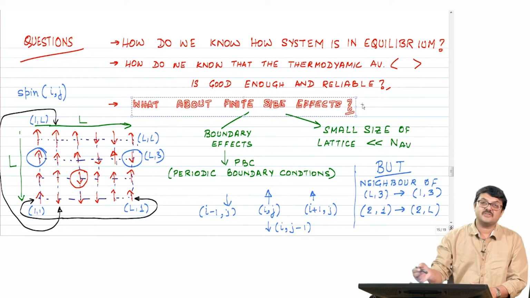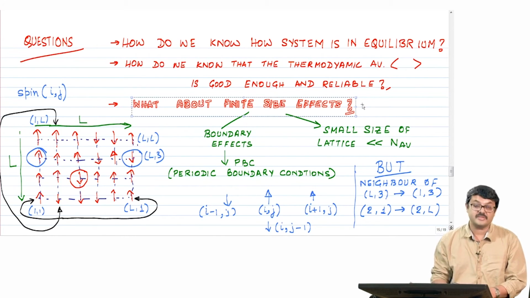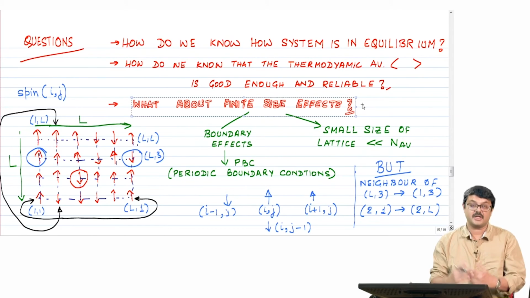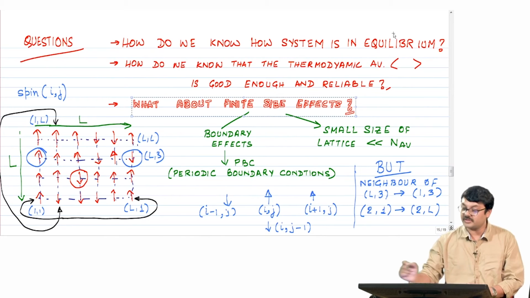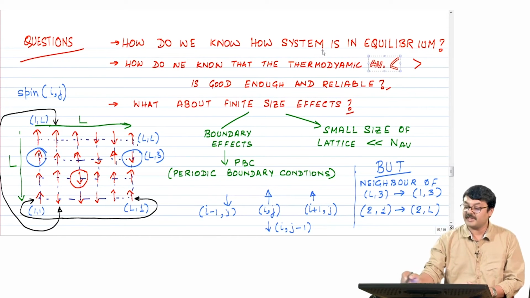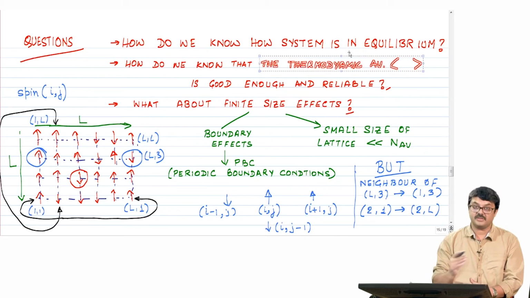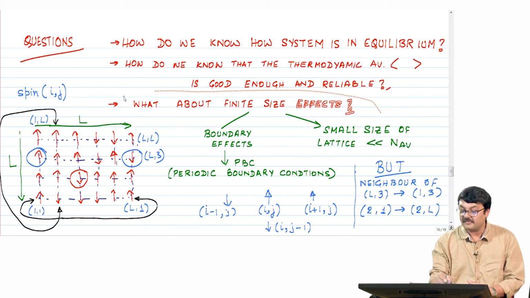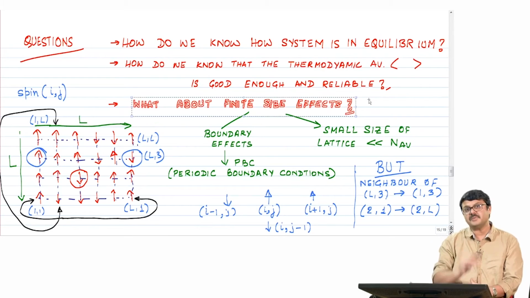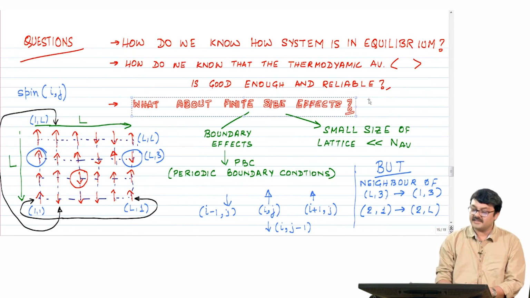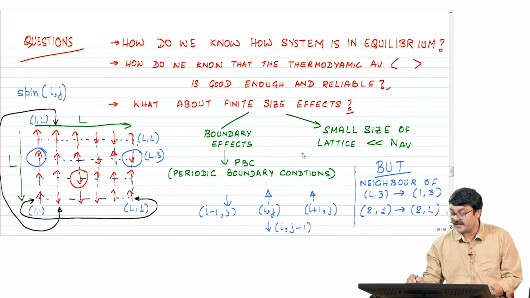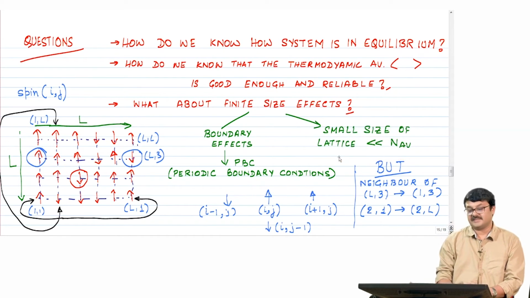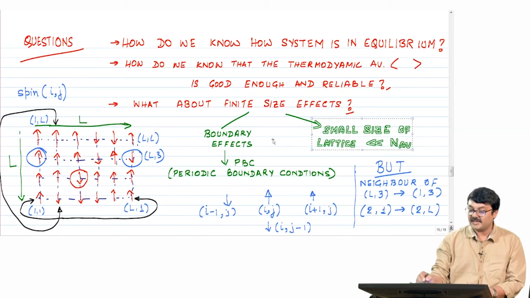We shall be discussing each of these topics as we go along in the course. As we model it in the computer, I shall be showing how one checks for equilibrium, and how one checks whether the thermodynamic averages are reliable or not. All these will be discussed, but let us start with finite size effects. Even within finite size effects, there are at least two parts. One could say that there are boundary effects and the finite size of the lattice. We shall discuss this later, but let us talk about boundary effects.